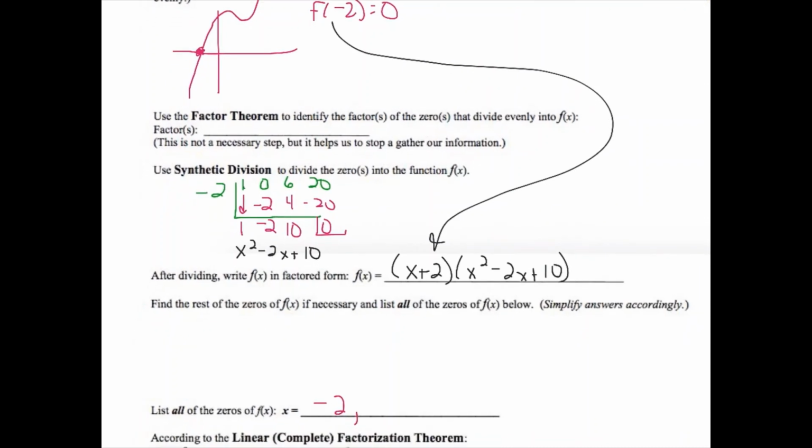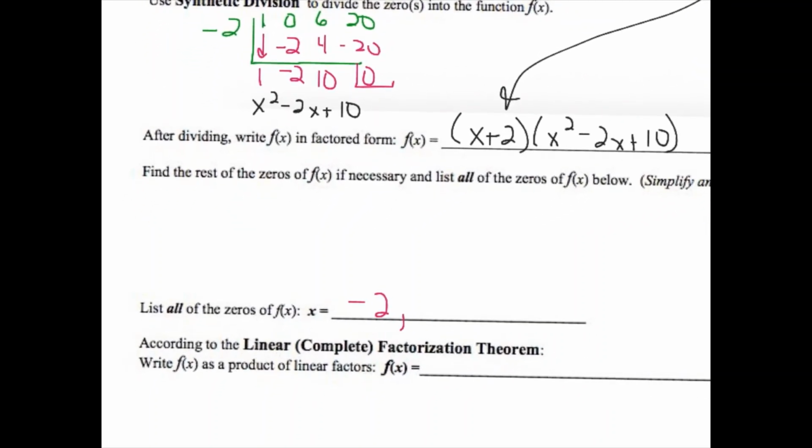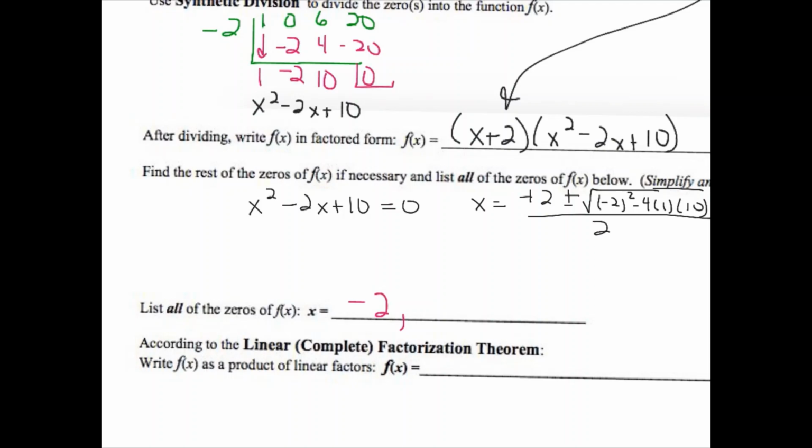Now we've only found one of our 3 zeros. We have to find the other 2 zeros from this quadratic. But it's quite simple because now we'll just use our quadratic formula. So what we're going to try to figure out is when x squared minus 2x plus 10 equals 0. So if you use the quadratic formula, this is going to be negative b, so negative negative 2 is a positive 2, plus or minus the square root of negative 2 squared minus 4 times a times c, all over 2a, which is 2 times 1.